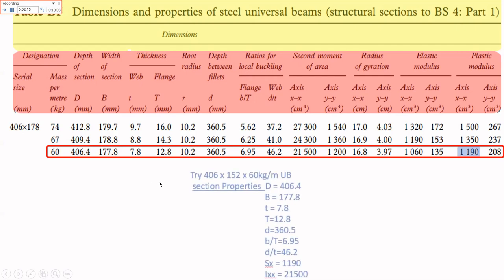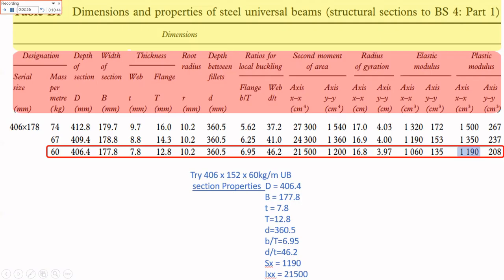So if you want to extract the details of this beam, these are the section properties. This one is just read off from the steel table. And the depth shown here is 46.4. This is the breadth or the width of section. The small t is the web thickness. Then the capital T is the flange thickness, and the rest. So the Fx here, which we're interested in, is 1190.